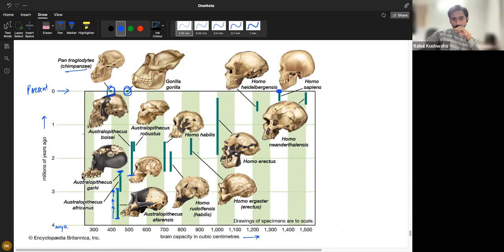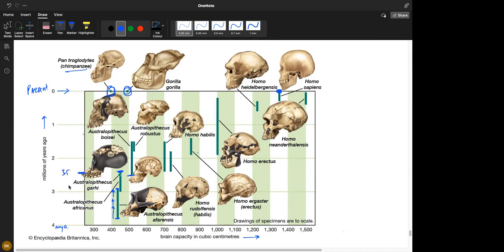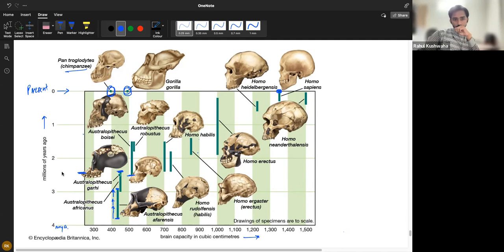Look from 2.5 million years to present, or to 1 million years here. So look at this time frame, which I have marked here. And see how many species you can see that shared almost the same time, and they were all present during the same time on Earth, okay?